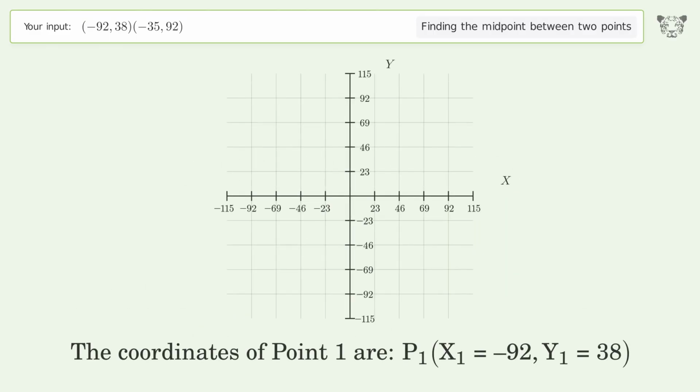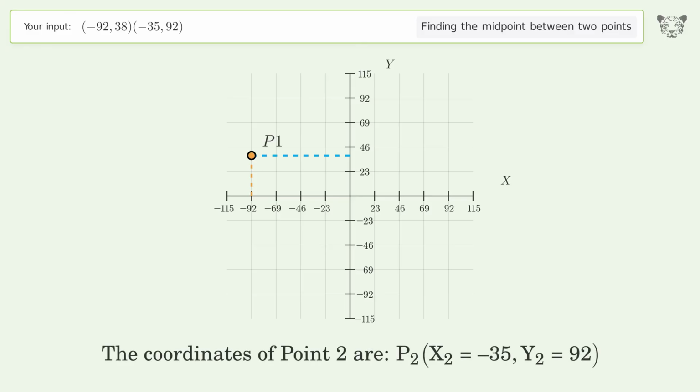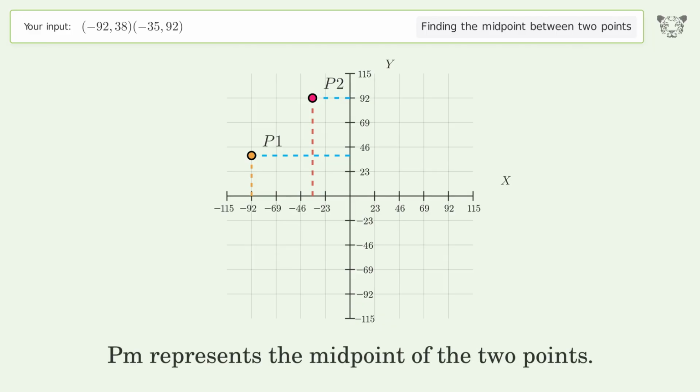The coordinates of point 1 are, x1 equals negative 92, y1 equals 38. The coordinates of point 2 are, x2 equals negative 35, y2 equals 92. PM represents the midpoint of the 2 points.